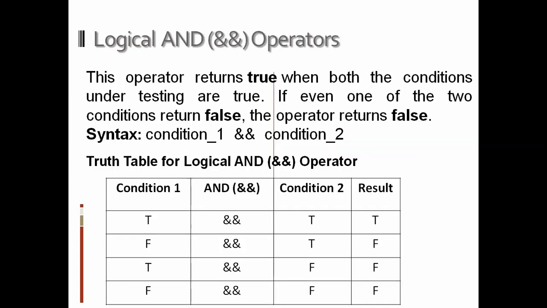The first logical operator is logical AND. It can be represented with the help of a double ampersand. This operator returns true when both the conditions under testing are true. If even one of those two conditions is false, the operator will return false.